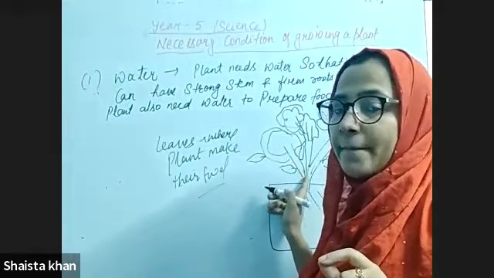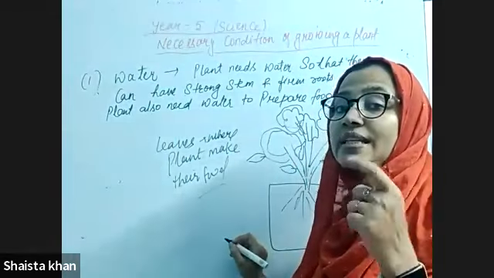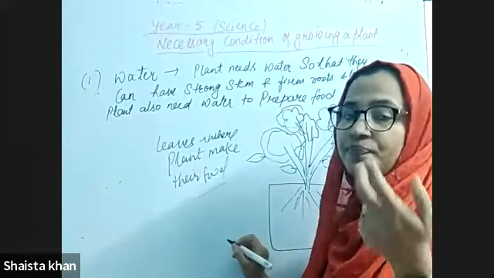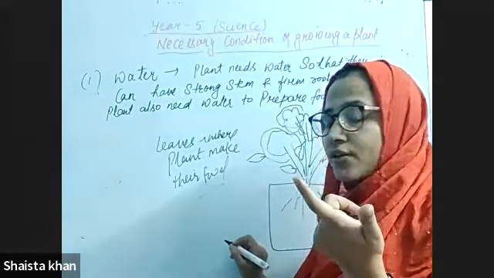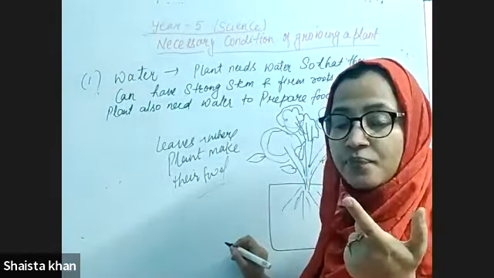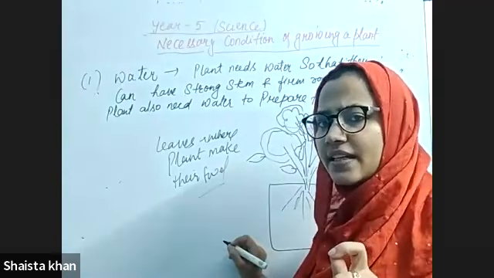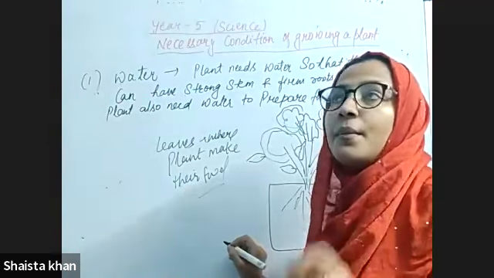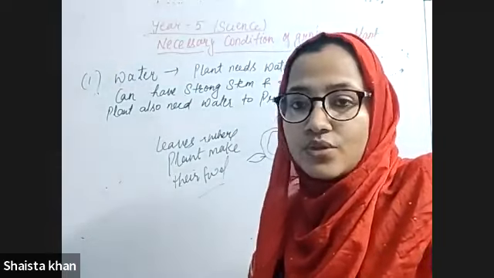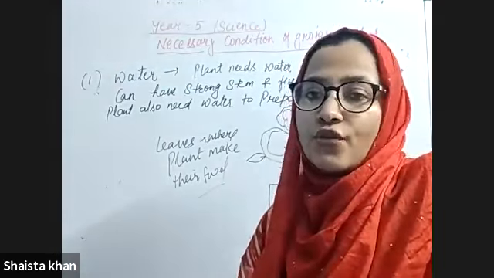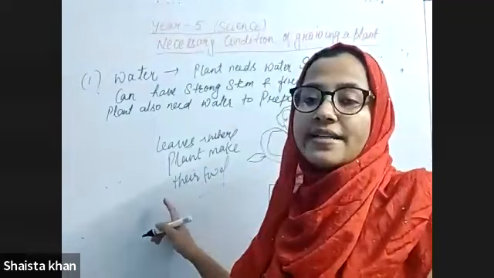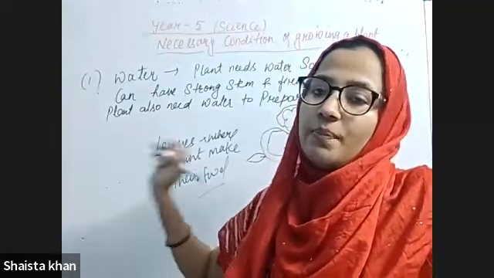Where? On the stem. So have you observed what the color of the leaves is? It is green. What is the color of the growing stem? It is also green. Why is it green in color? Because of chlorophyll. Chlorophyll provides the green pigment to the plant.